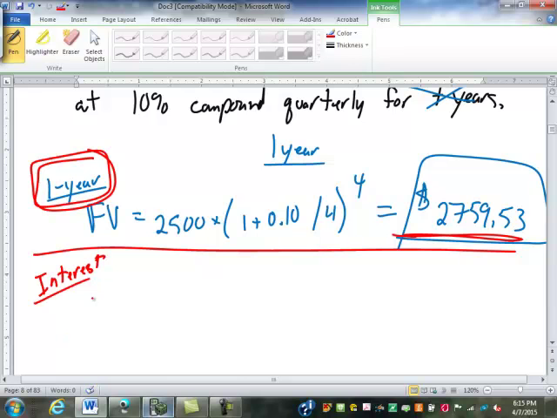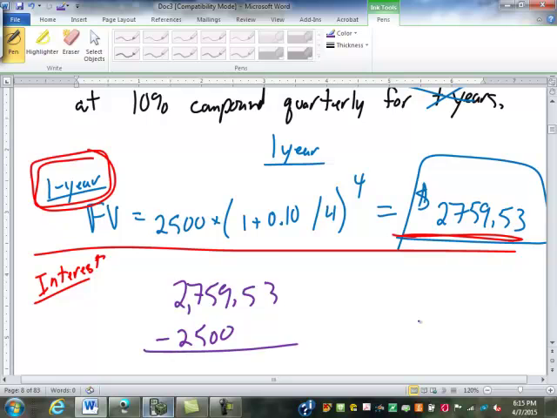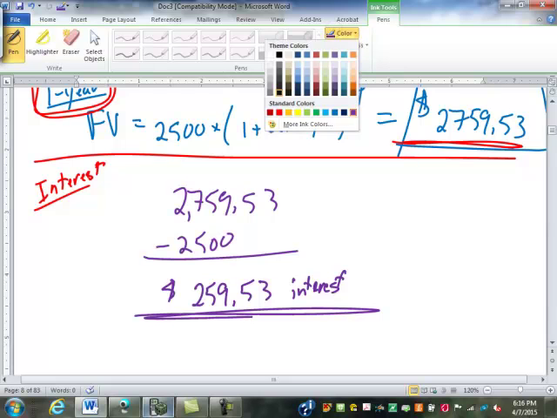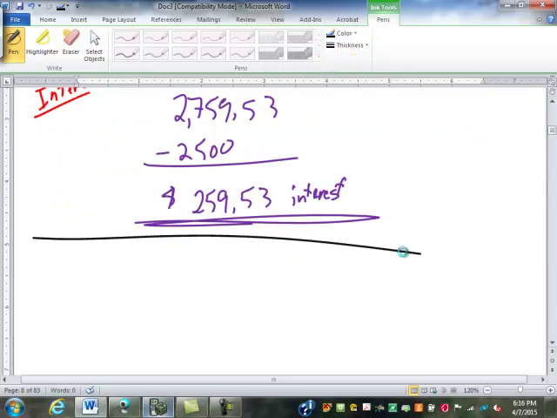27.59. Find the amount of compound interest, which will be just that 2759.53 minus the original 2,500. So that's going to be $259.53 in interest. Step 3. You got it. I equals PRT.